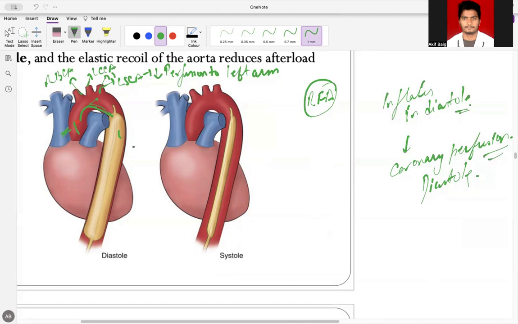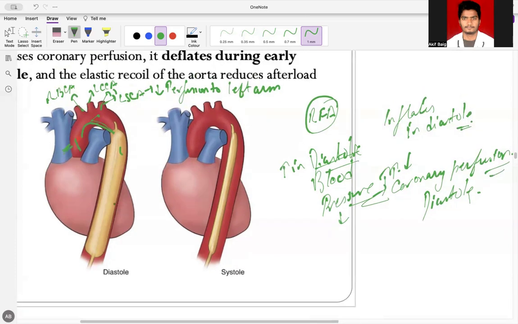This diastolic inflation leads to an increase in diastolic blood pressure, called diastolic augmentation. This increase in diastolic blood pressure helps increase coronary perfusion. Similarly, during systole, what will happen? It inflates during diastole and deflates during systole.